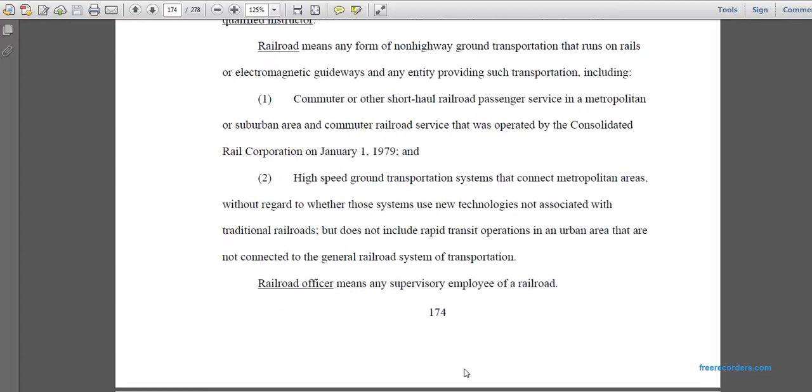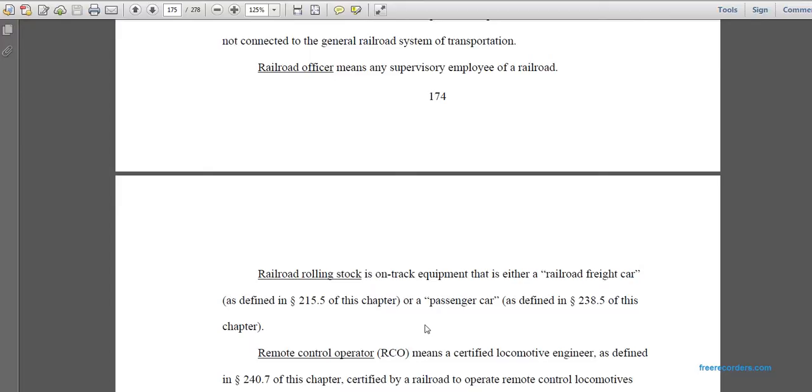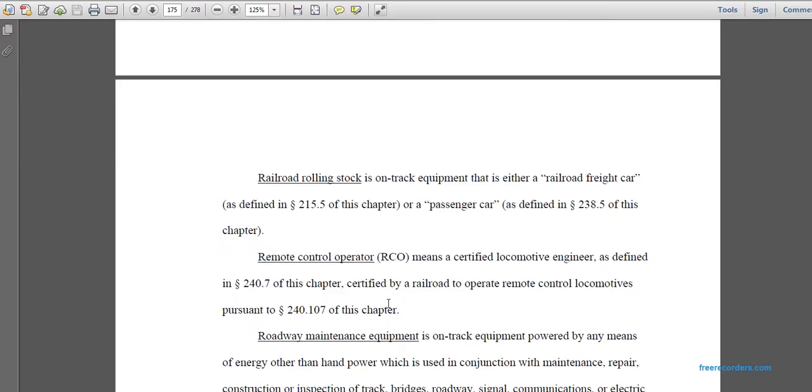Railroad officer means a supervisor employee of the railroad. Railroad rolling stock is on-track equipment that is either a railroad freight car as defined in 215.5 of this chapter, or a passenger car as defined in 238.5 of this chapter. Remote control operator (RCO) means a certified locomotive engineer as defined in 240.7 of this chapter, certified by the railroad to operate remote control locomotives pursuant to 240.107 of this chapter.